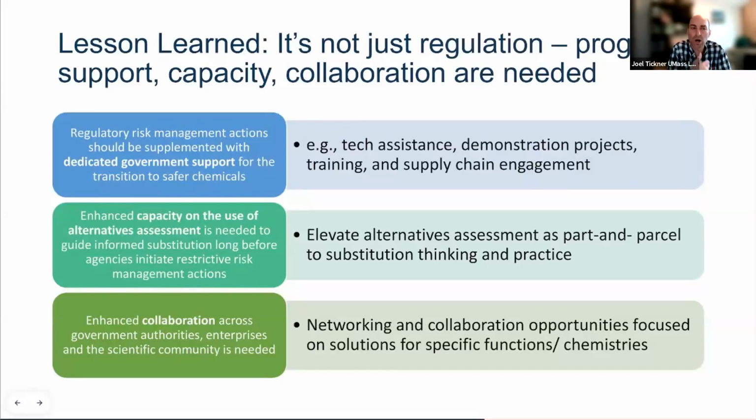And that's all part of those three parts, right? It's about push, capacity, and then collaboration. All three of those are necessary. And I'm going to give some examples in a second. So next slide, please.